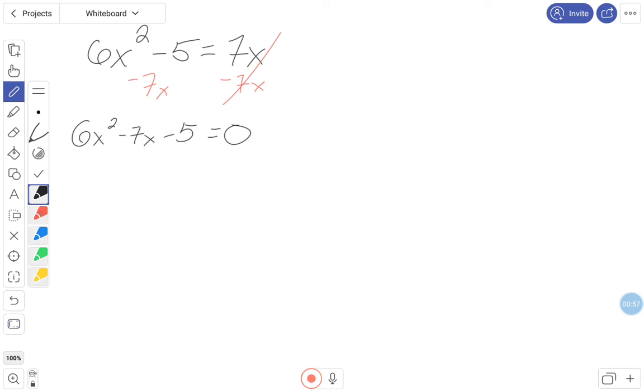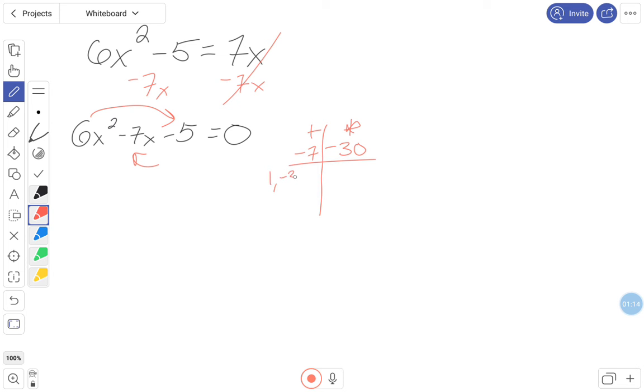And it factors just like yesterday. So take 6 times negative 5, which is negative 30. That is now what you are multiplying to. And I'm adding to negative 7. And I've got my table. Now I need to figure out those numbers.